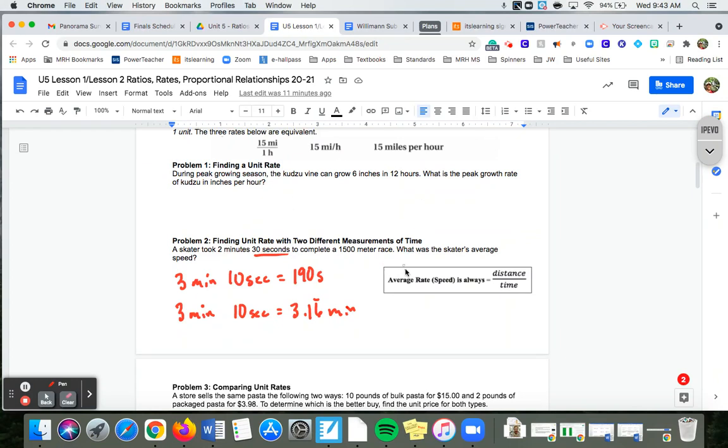Then again, I give you this here because anytime you're looking for average speed, it's distance over time. So you have a distance, you have time, and you're asked to find the average rate or the speed, which is the distance divided by time.